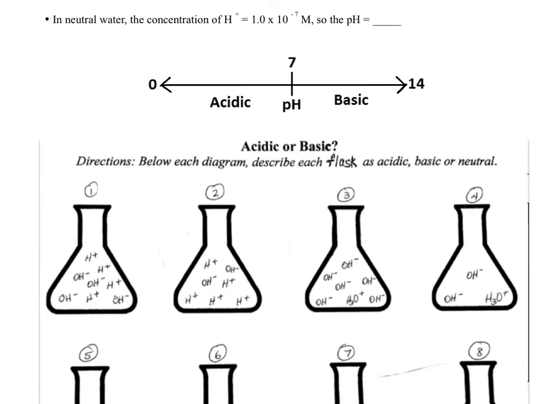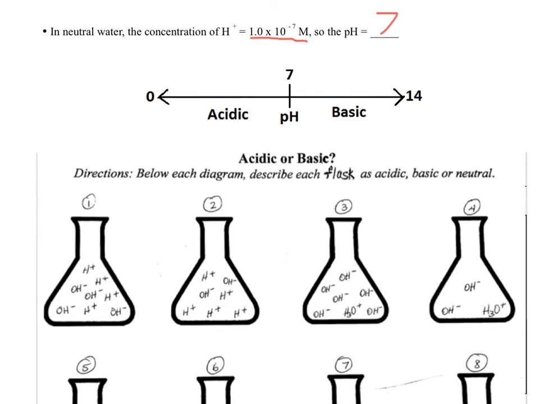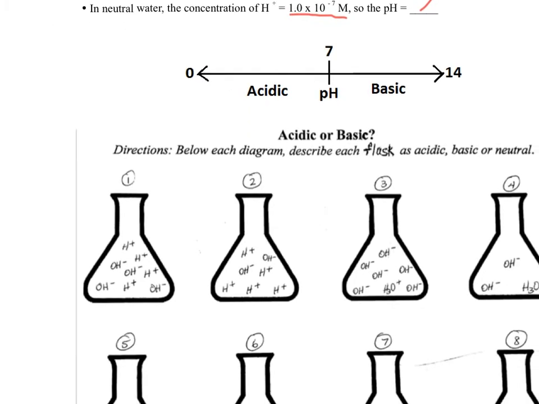But anyway, if we go over to the next page, in neutral water, the concentration of H plus is 1.0 times 10 to the negative 7th molar. So the pH is... now we already know what the pH of water is. We kind of already said it. The pH is 7, but that little power right here, that negative 7, shows you that you can express the concentration of H plus ions in scientific notation, and this power can tell you what the pH of water is.